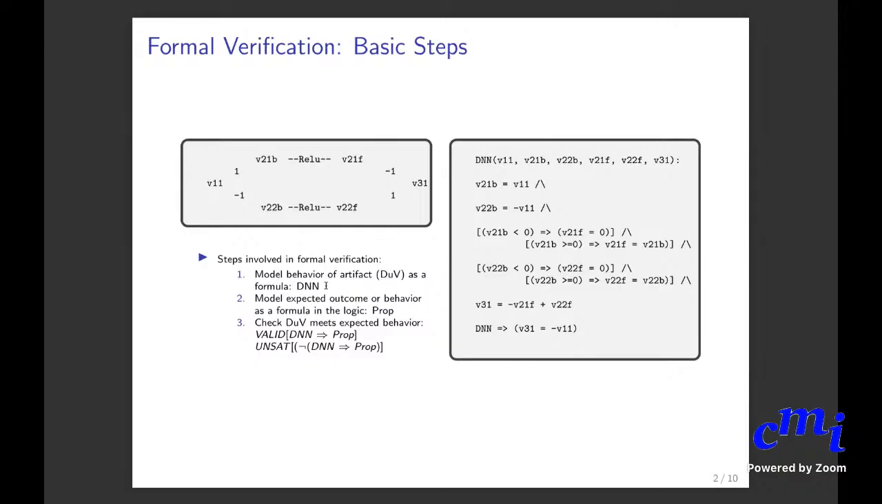The first step is to model the behavior. In this case, our artifact is a DNN, and then model the expected outcome. That is usually called the property of interest. That you will have to specify in the logic of the prover, and then you formulate a verification condition that is appropriate, which, when checked, guarantees that the property holds in the way that you intend to have it.